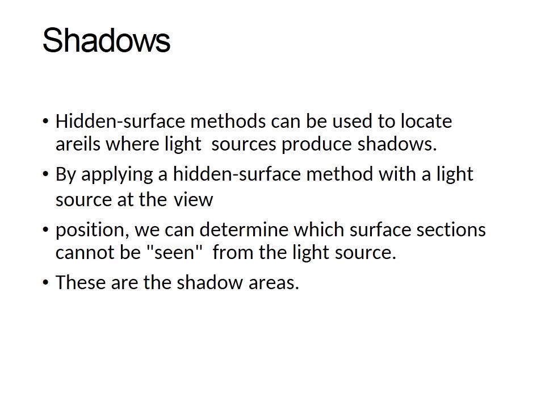A hidden surface method can be used to locate areas where light sources produce shadows, by applying a hidden surface method with a light source at the view position. We can determine which surface sections cannot be seen from the light source. These are the shadow areas. If you were to move the wall further away, then the umbra would not reach it. The area where the two phenomena meet would be called the penumbra.